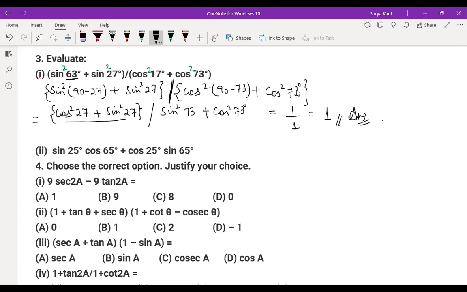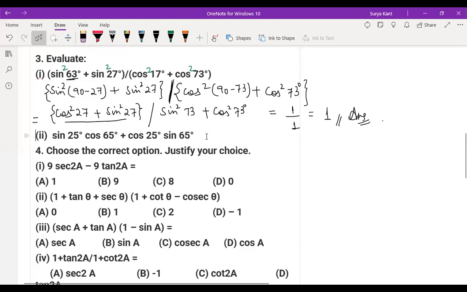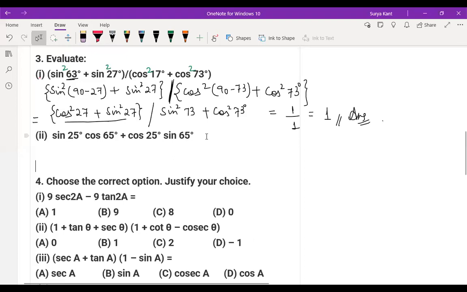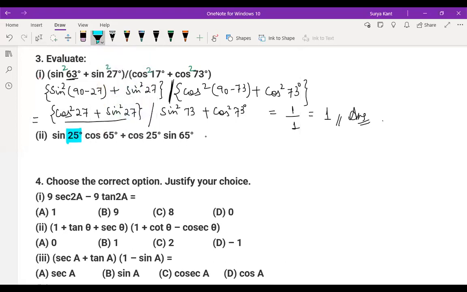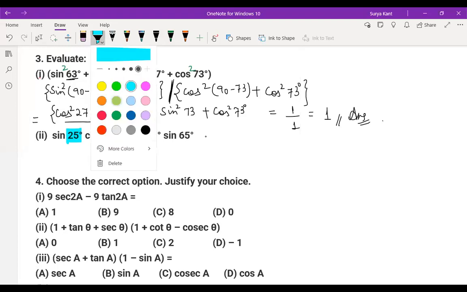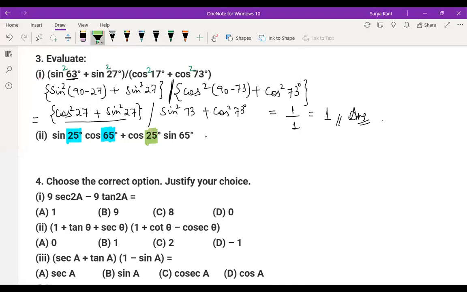Any one of you having doubt till here? No, sir. All right. So question number second of it. Here also we have to do the same thing. We have to make the combination of 90 degree over here. So see, there are two combinations you can see here. First one is 25 and 65. And second combination is 25 and 65 for this.